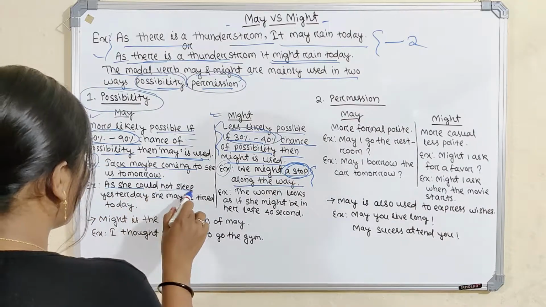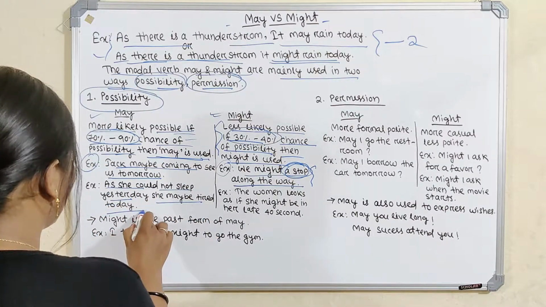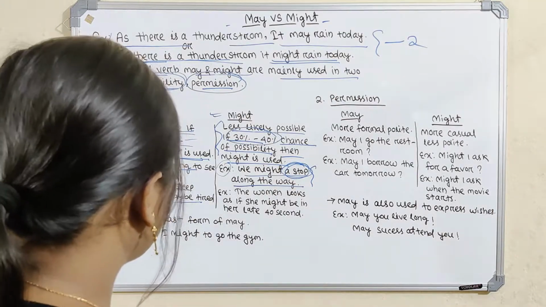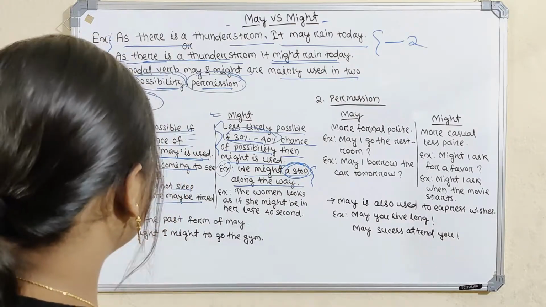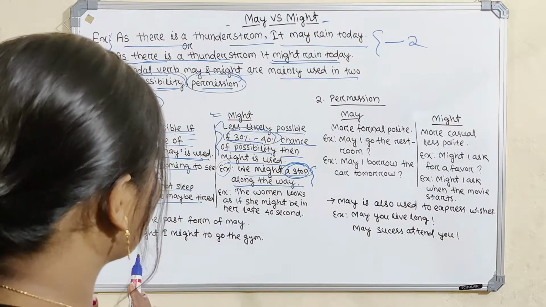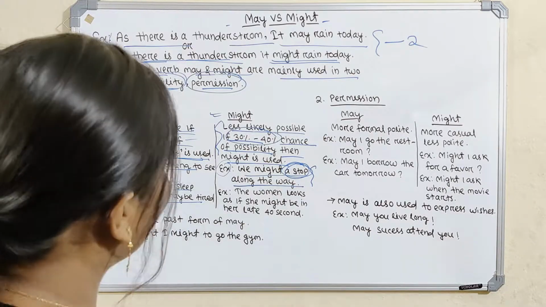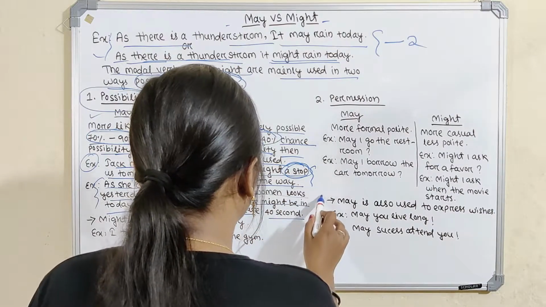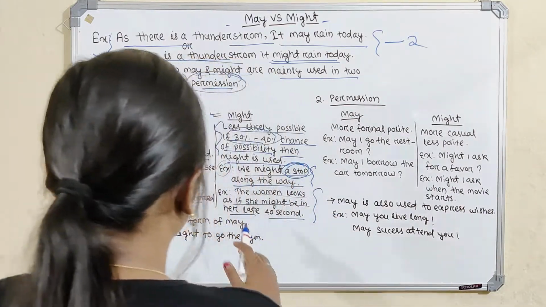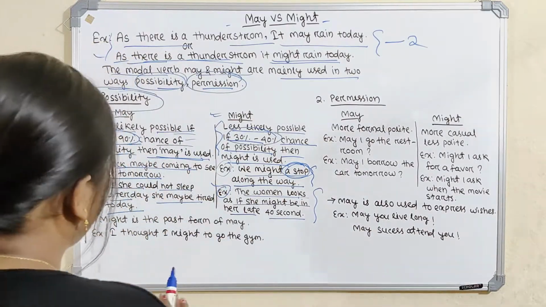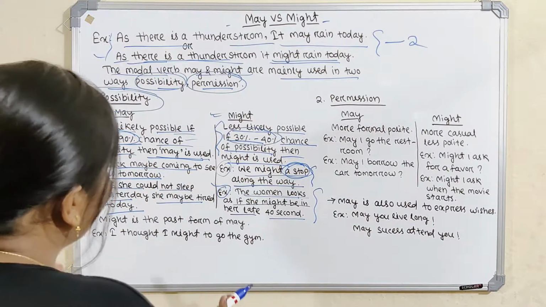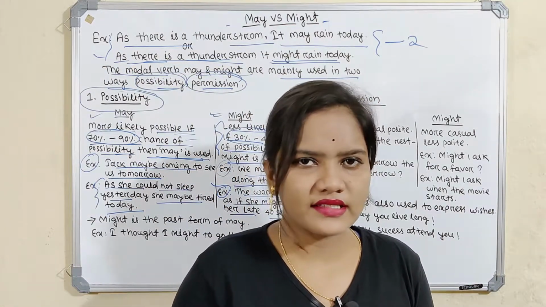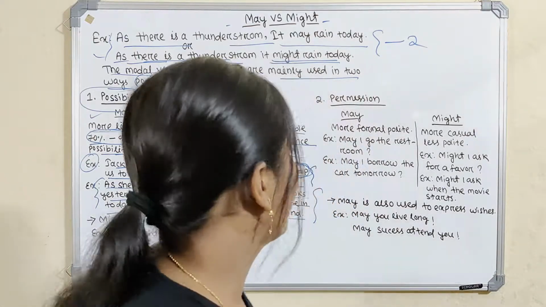Now an example of may: as she could not sleep last night, she may be tired today. It is nearly certain, because she could not sleep, so she is very tired. It is not just a possibility, it is actually happening, so may is used. But in the example, the woman looks as if she might be here late, might is used. May and might are similar words, but when the chance of possibility is more, may is used. If the chance of possibility is less, then might is used.